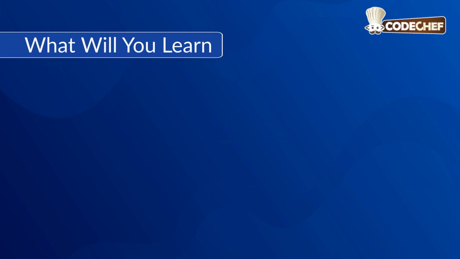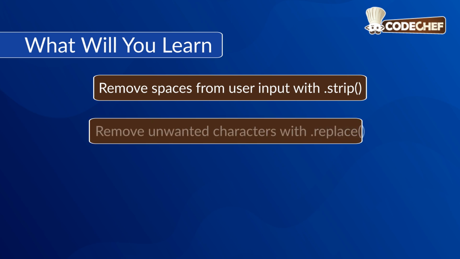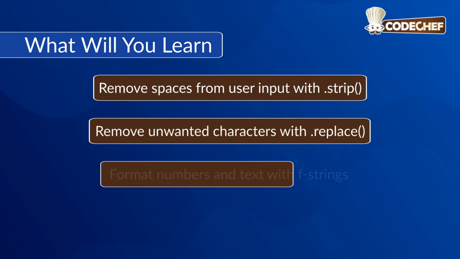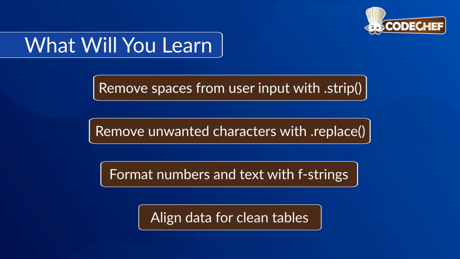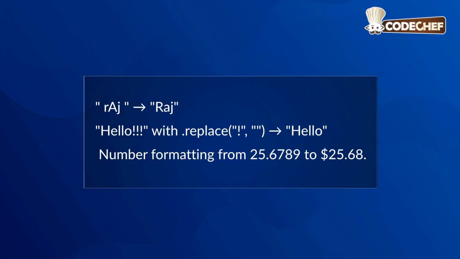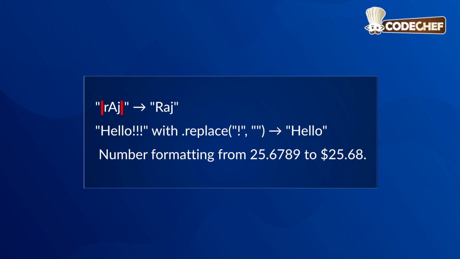In this topic, you will learn how to remove spaces from user input with .strip, remove unwanted characters with .replace, format numbers and text with f-strings, and align data for clean tables. In Python, the input function always returns a string, but that string might contain extra spaces or symbols. We use .strip to remove spaces from both ends, .replace to remove or swap unwanted characters, and f-strings to format values for display. Clean input makes your program easier to read, understand, and maintain.